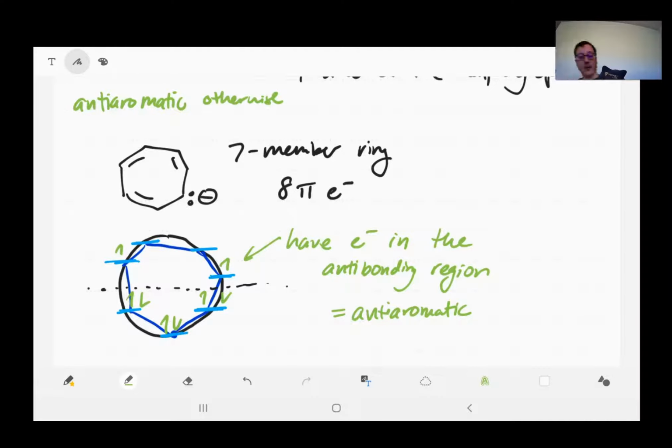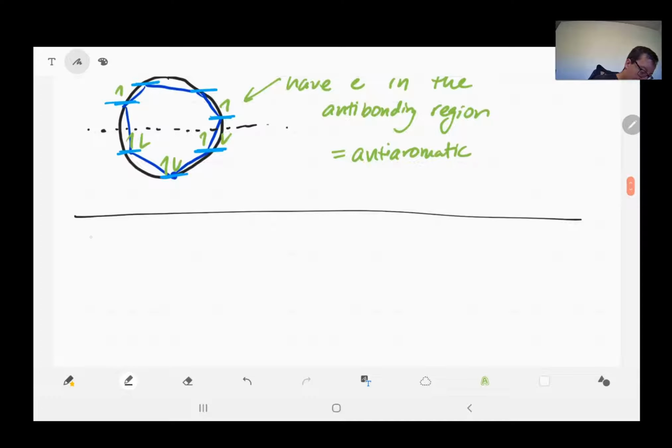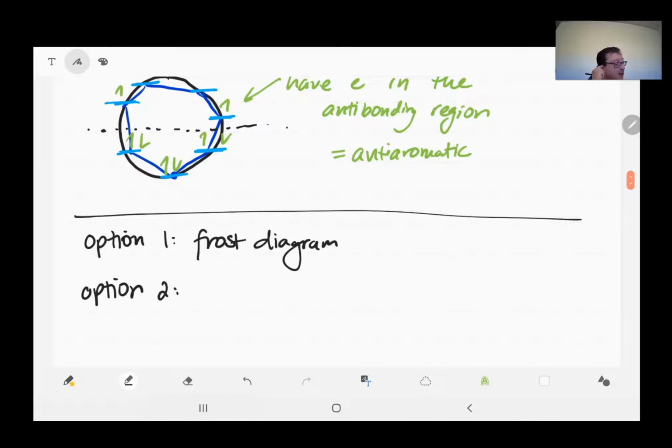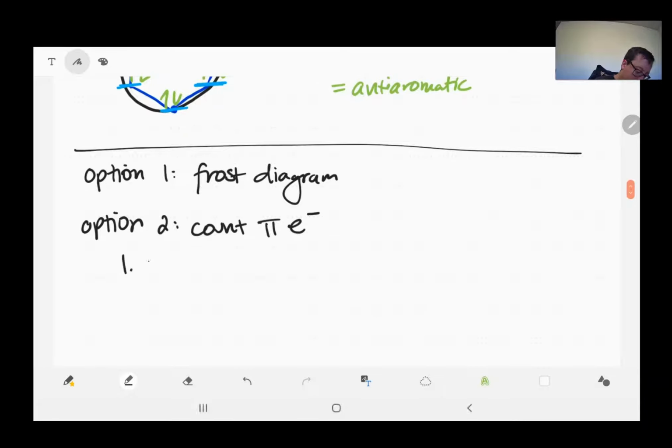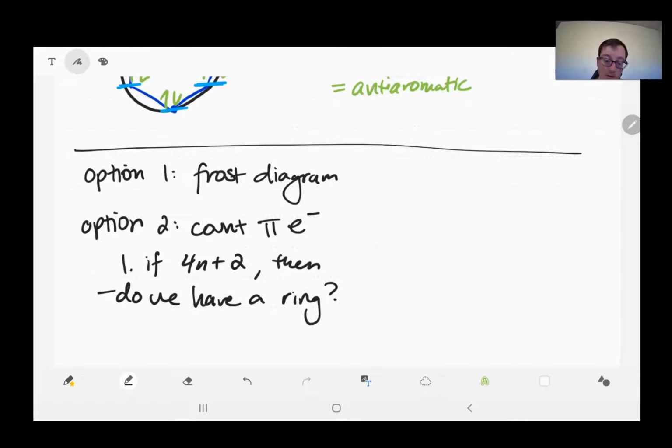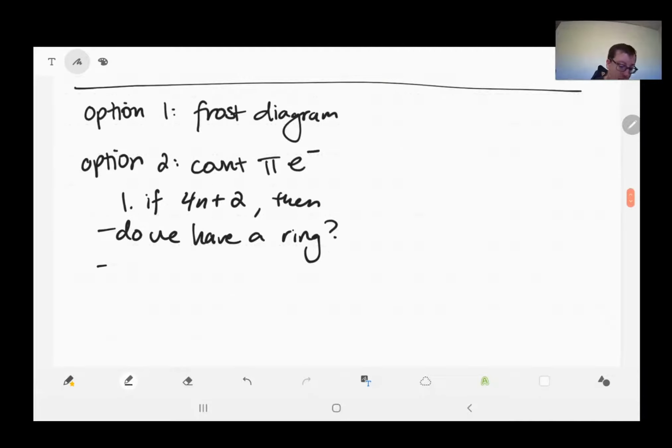So you have 2 choices. You can draw a froth diagram for something, or you can make some deductions. So here are our rules. Option 1 is the froth diagram, and that will tell you if something's aromatic or not. Option 2 is to count the electrons, and if we have 4n plus 2, then we also have to consider: do we have a ring? Everything has to be cyclic, so there needs to be a ring there. And the other question we have to answer is, do we have a planar ring?